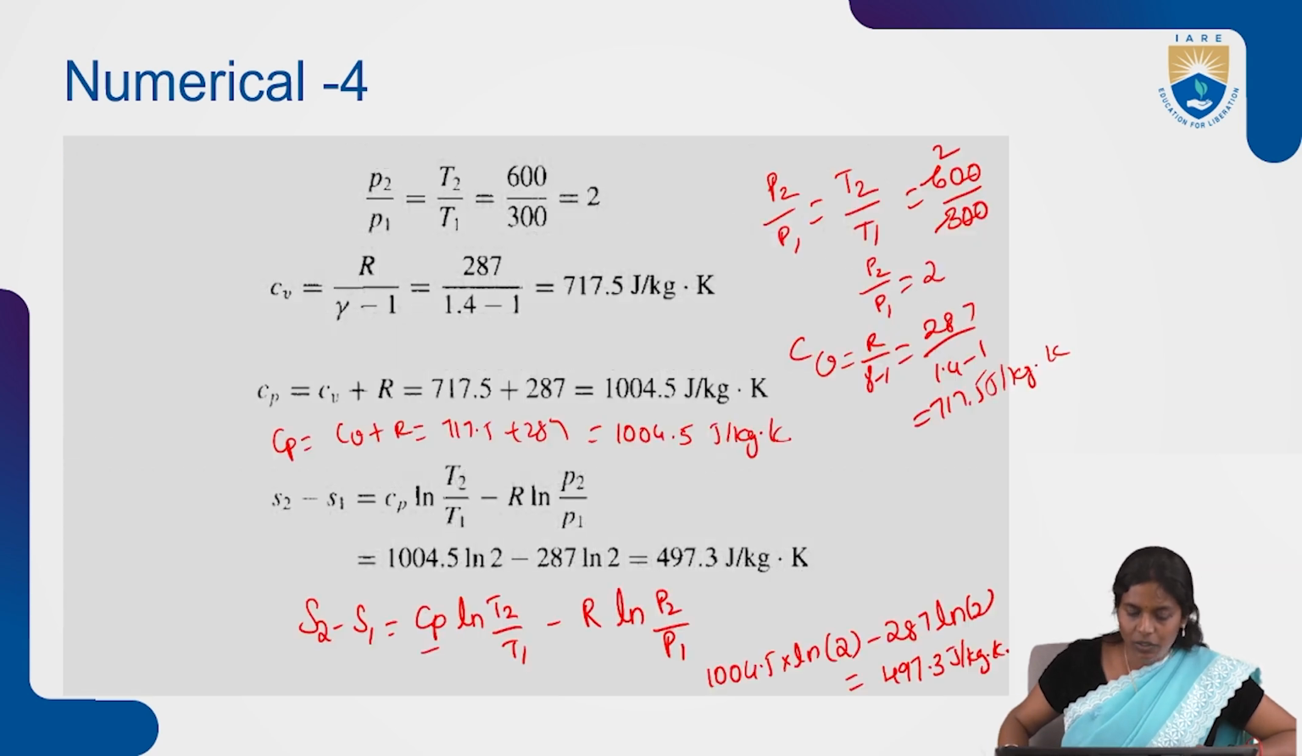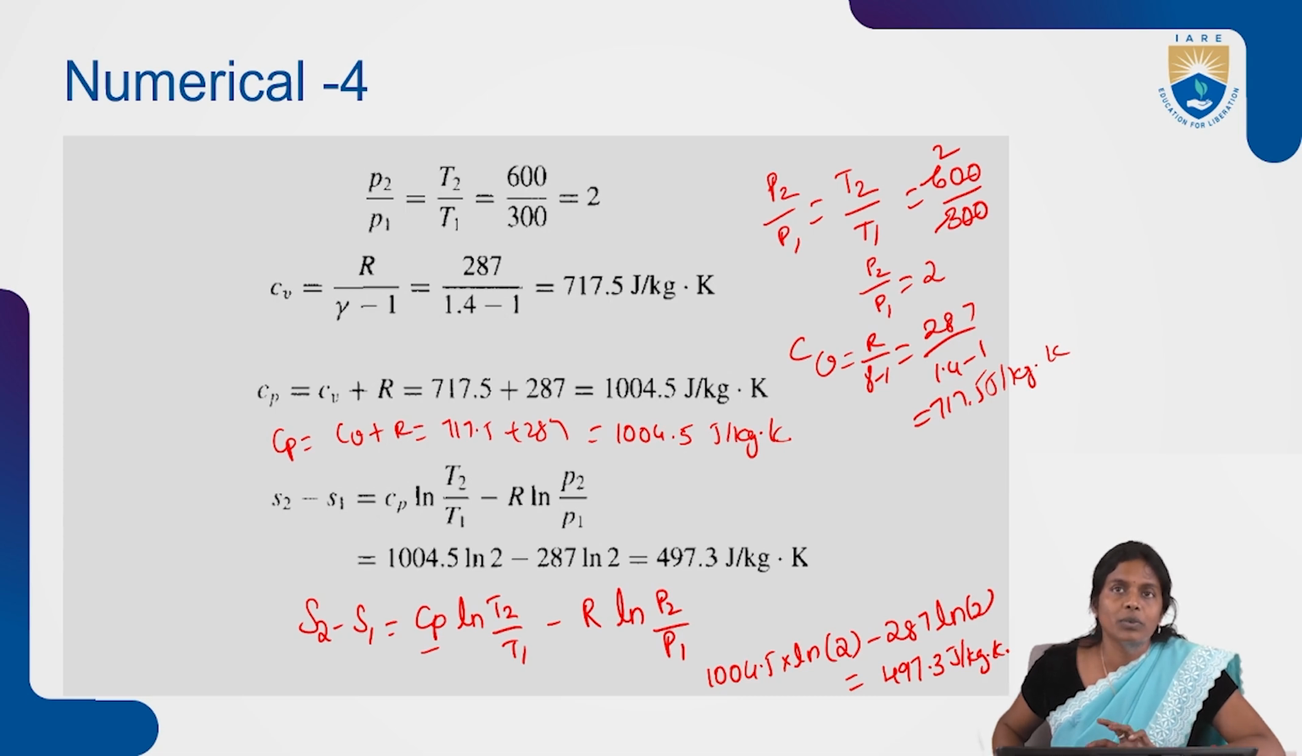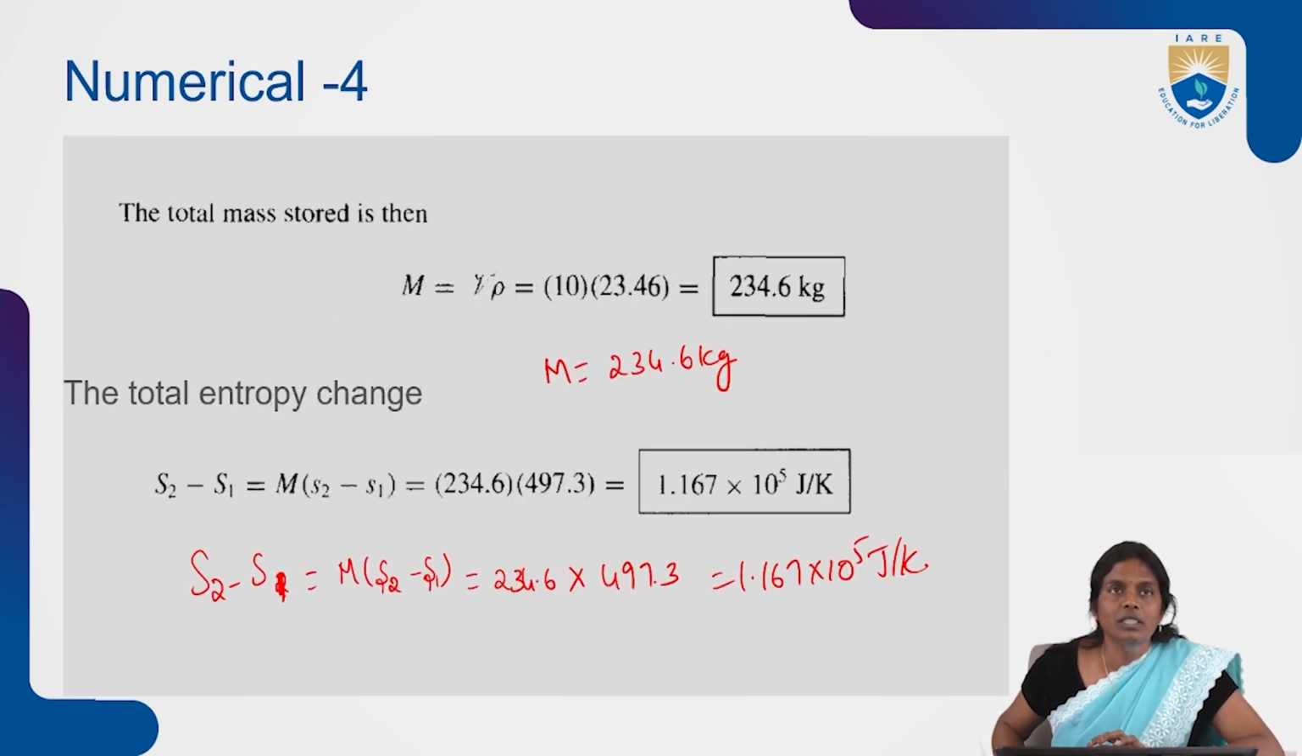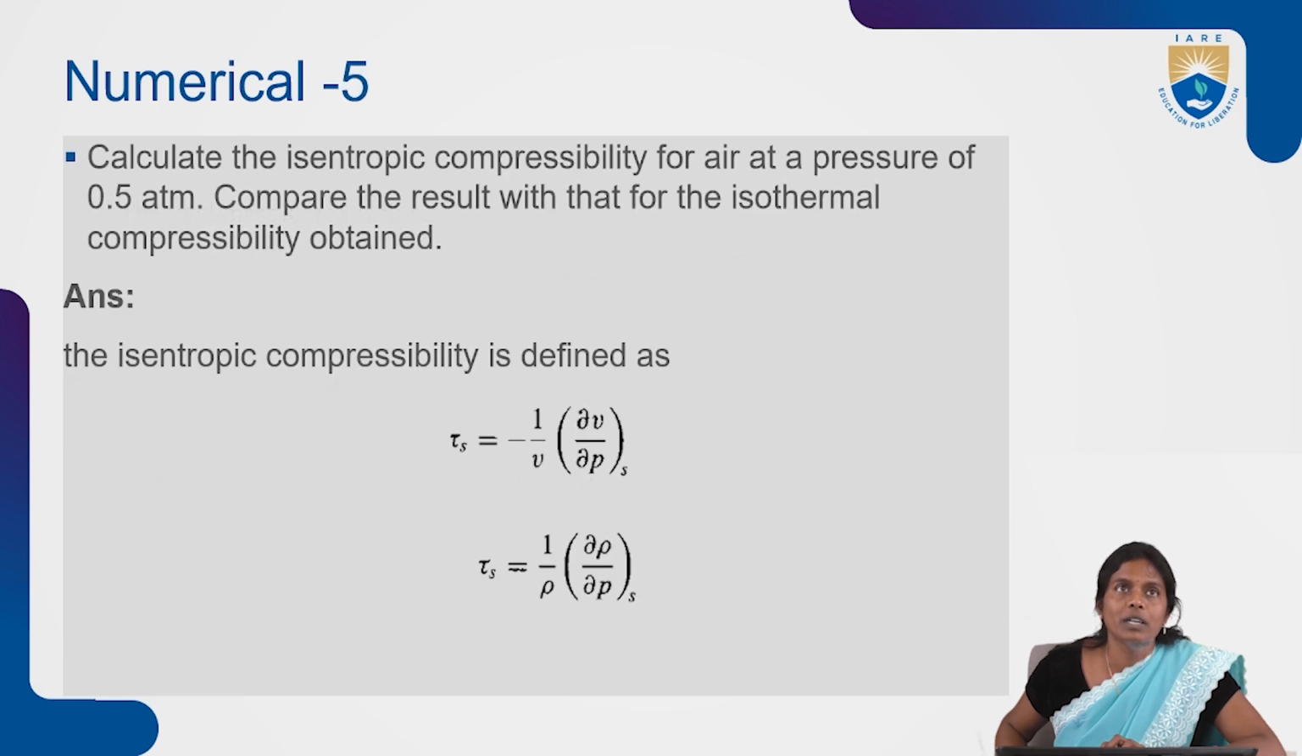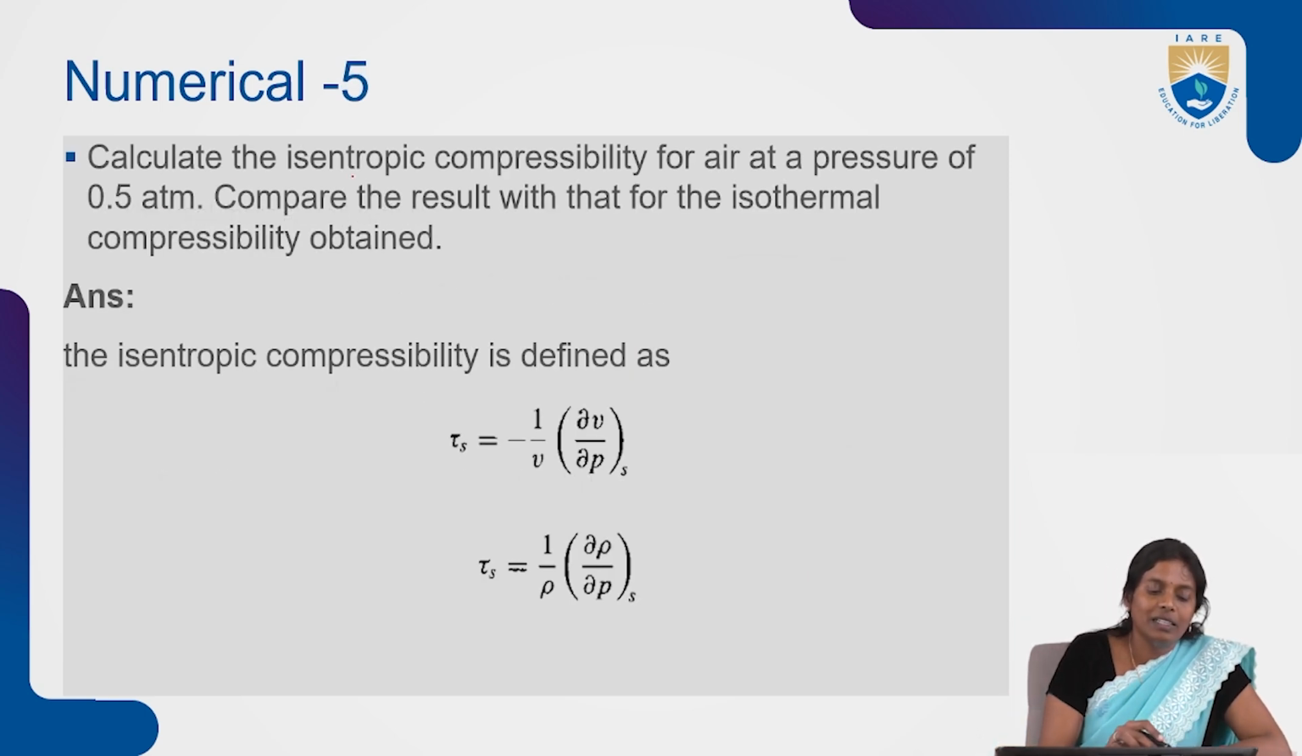So the change in entropy we got is 493.7, and the total entropy change inside the vessel is obtained by multiplying the mass by that entropy change. So we will be getting 1.167 into 10 power joule per Kelvin. So coming to the fifth numerical: calculate the isentropic compressibility for air at pressure 0.5, and compare the result with that for the isothermal compressibility.